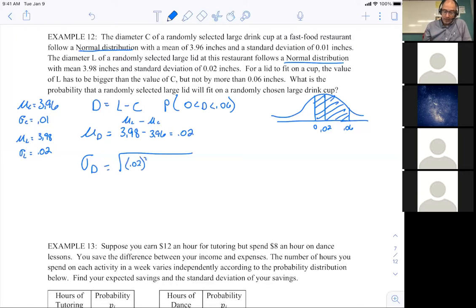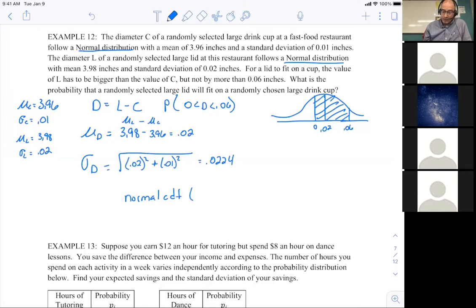Not that it made any difference, because we're going to end up adding the variances together. Even though it's a subtraction problem, we're adding those variances together. And this is going to give me a 0.0224. For simplicity's sake, this is where you could find both edges using z-scores, but I'm going to do a normal CDF in my calculator.